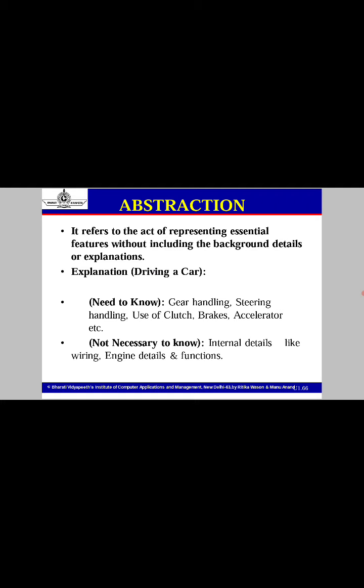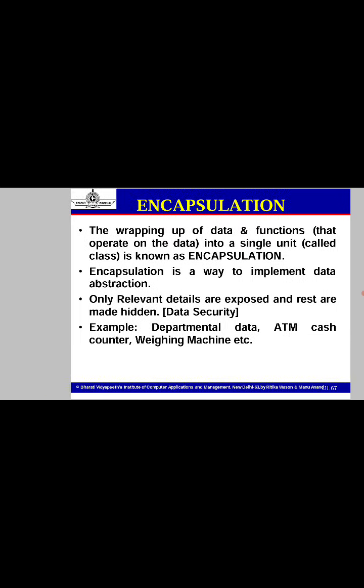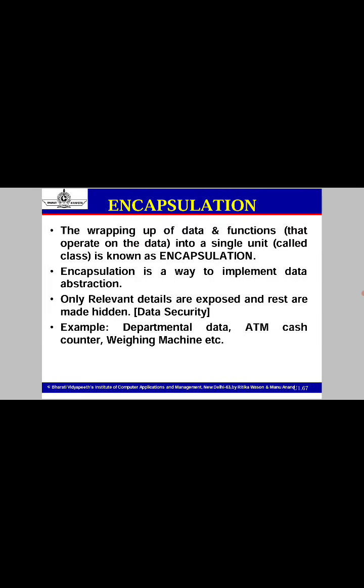So abstraction. What is abstraction? It refers to the act of representing essential features without including the background details or explanation. Encapsulation. What is encapsulation? It means the wrapping up of data and functions that operate on the data into a single unit called class. Encapsulation is a way to implement data abstraction. Only relevant details are exposed and the rest are hidden. Data security. Example, departmental data, ATM cases.